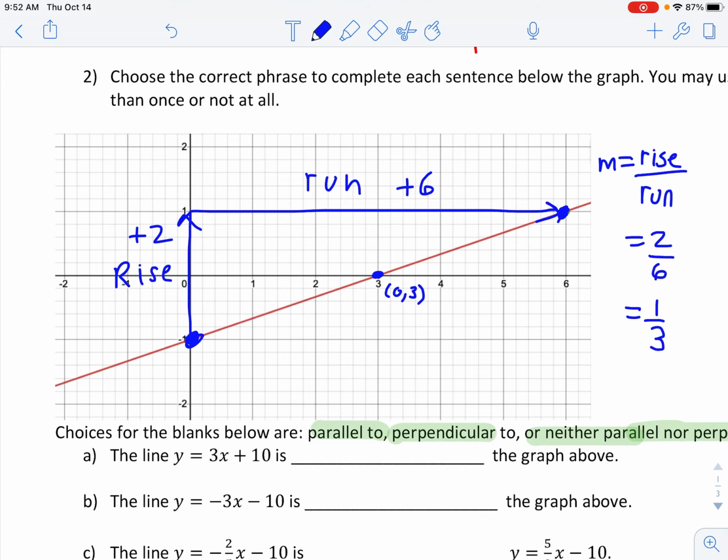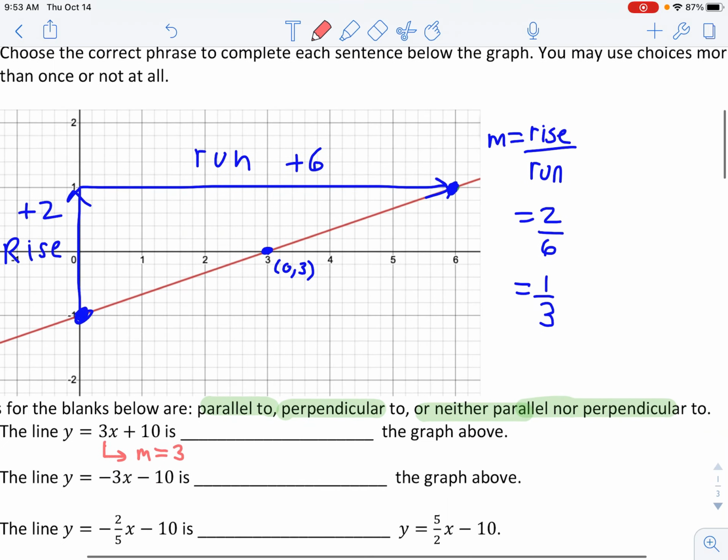So, looking at this one, A is the line y equals 3x plus 10. Well, let's look at the slope. The slope is 3. All right, so it's not equal. So we know 3 doesn't equal 1/3, so it's not parallel. What about perpendicular? Well, they're both positive, so since the signs haven't changed, this one would be neither.